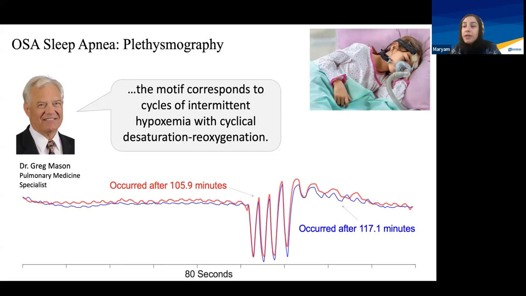In another experiment, where we tested sleep apnea, MOMP analyzed oxygen saturation level, identifying motifs related to desaturation and reoxygenation cycles. These findings were confirmed by medical specialists as clinically significant.